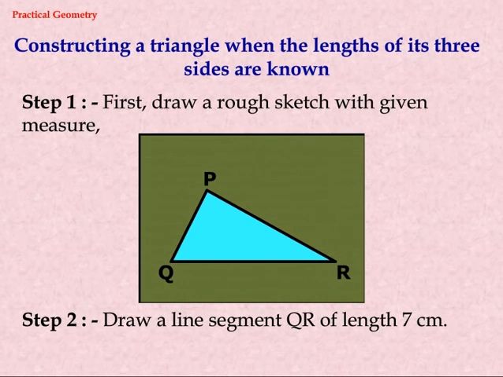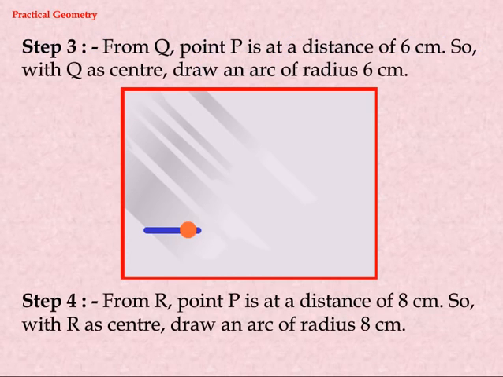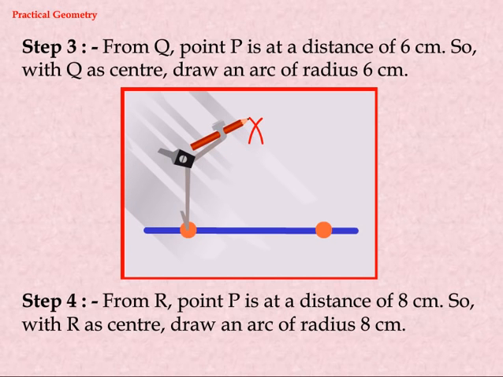Construction of a triangle when the lengths of its three sides are known. Step 1. First, draw a rough sketch with given measure. Step 2. Draw a line segment QR of length 7 cm. Step 3. From Q, point P is at a distance of 6 cm. So, with Q as center, draw an arc of radius 6 cm.